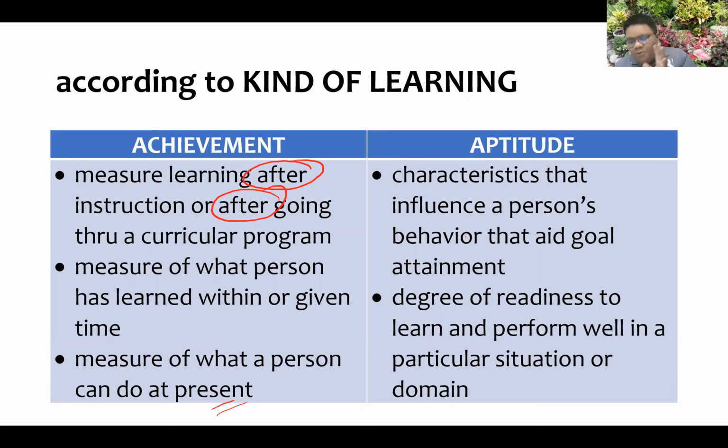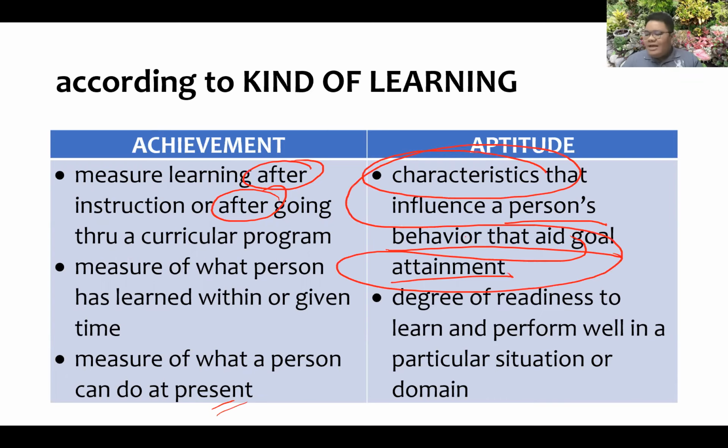So, now, when I talk about aptitude naman, pag sinabi nating aptitude, it usually pertains to the characteristics that influence a person's behavior that aid goal attainment. Okay? Anong keyword mo dito, class? Characteristics towards goal attainment. Okay? Ano yung mga characteristics going towards goal attainment? Yan yung mini-measure ng tinatawag nating aptitude test.